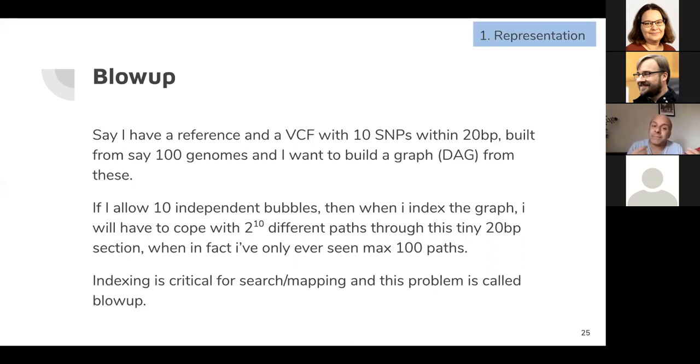If I allow 10 independent bubbles, 10 independent SNPs in my graph, then when I index it, I'm going to have to cope with 2 to the 10 different paths through those things, okay? But I've only ever seen about 100. So indexing is actually critical for mapping, but this blow-up problem is a real issue.